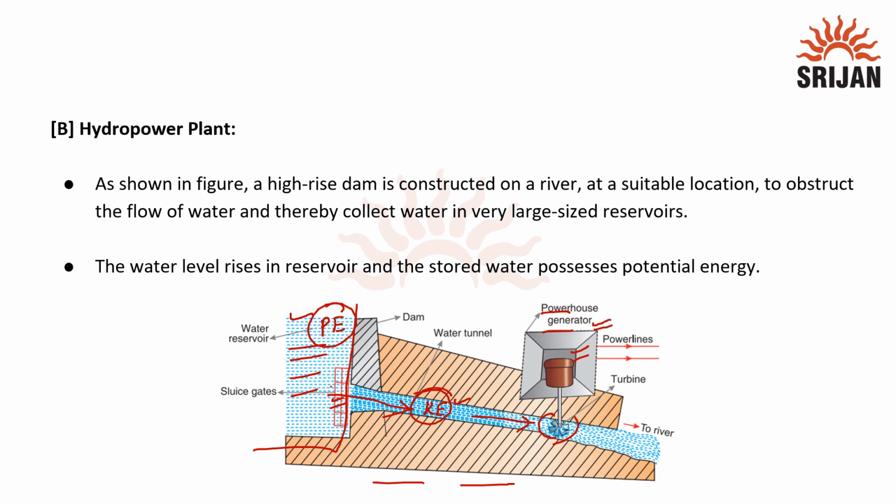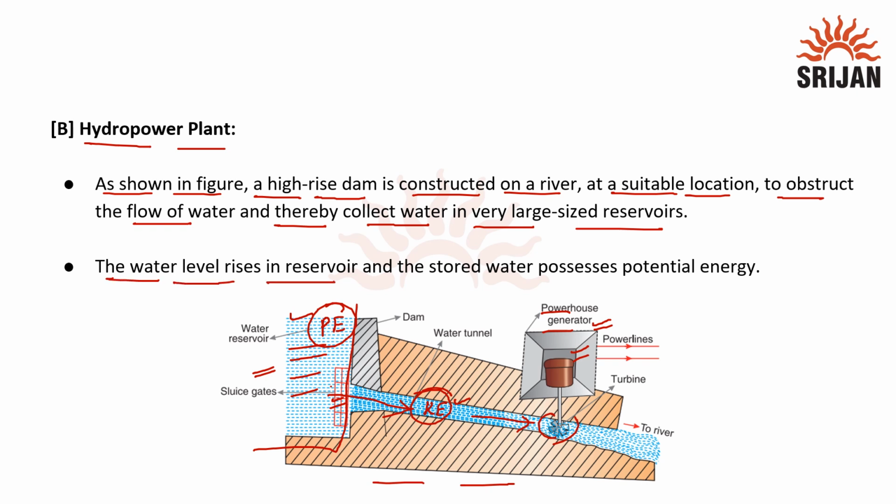Let's understand about the hydropower plant. As shown in the figure, a high-rise dam is constructed on a river at a suitable location to obstruct the flow of water and thereby collect water in a very large sized reservoir. So here we have that large sized reservoir. The water level rises in the reservoir and the stored water possesses potential energy.